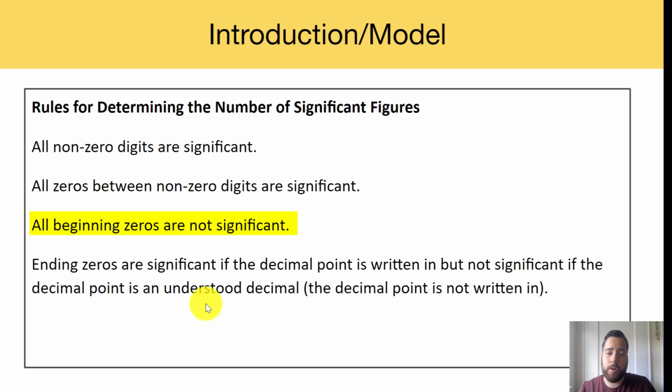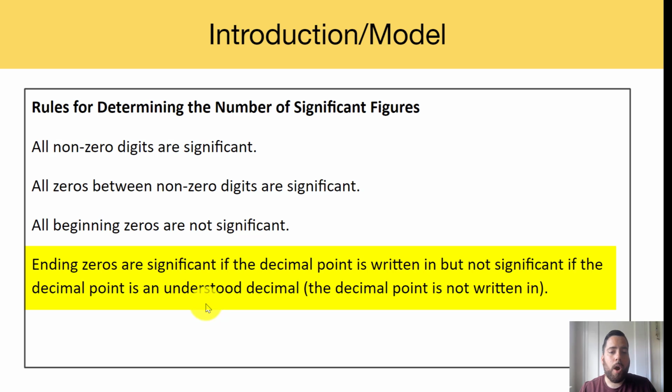All beginning zeros are not significant. So if that number starts with 0, 0, 0, all three of those zeros are not significant. Ending zeros are significant if the decimal point is written in, but not significant if the decimal point is an understood decimal. So what that means is that the decimal point is not written in. So we saw some examples of that. Sometimes they won't necessarily write a decimal at the end of a whole number, but it's understood that that decimal is there.